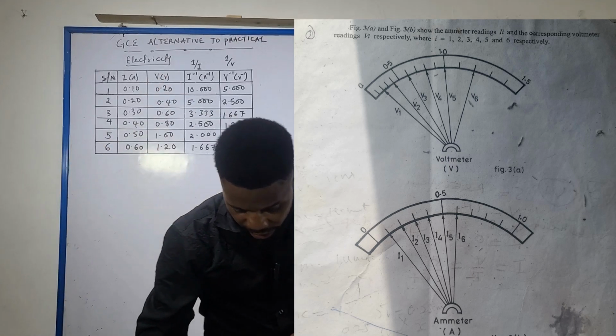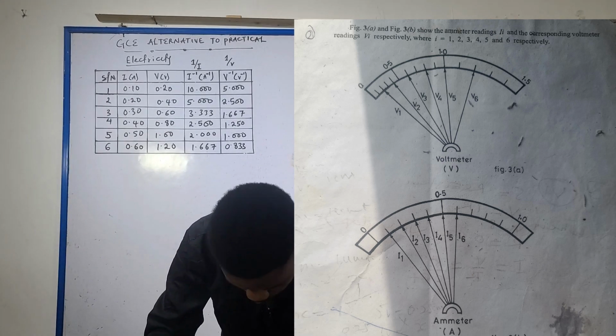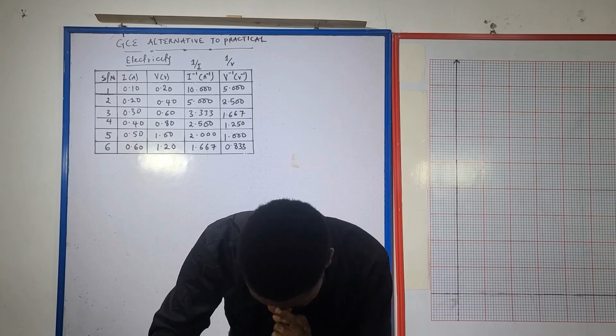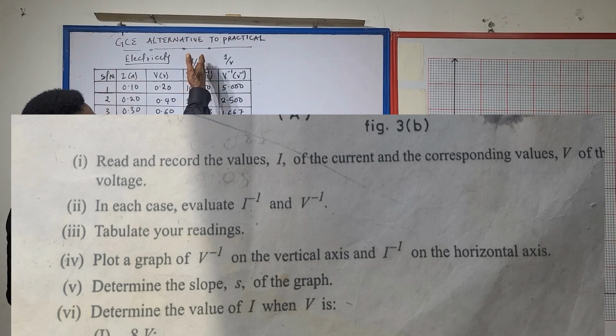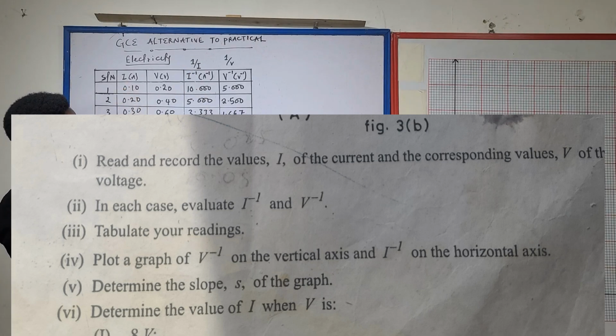On question Roman figure 2, we were told to evaluate I raised to power minus 1. That's the inverse of the current, and that's what you have here. My current raised to power minus 1, which means 1 over I. That means my unit is no longer going to be in amperes, but it's going to now be in ampere raised to power minus 1.